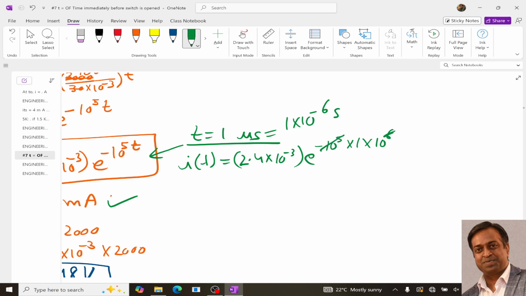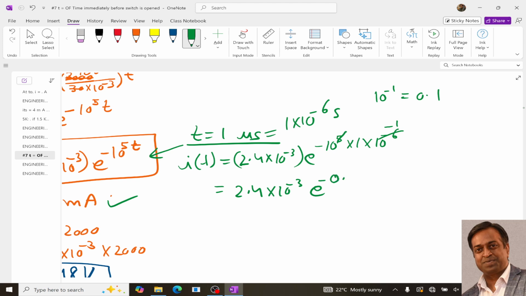Over here this and this are going to cancel out. So we will get 2.4 into 10 power minus 3 e power minus 10, sorry, it is minus 6 over here, it is 5, it is minus 6. So we are left with this, and this is minus 1. So it is e power minus 1, and 10 power minus 1 means 0.1.